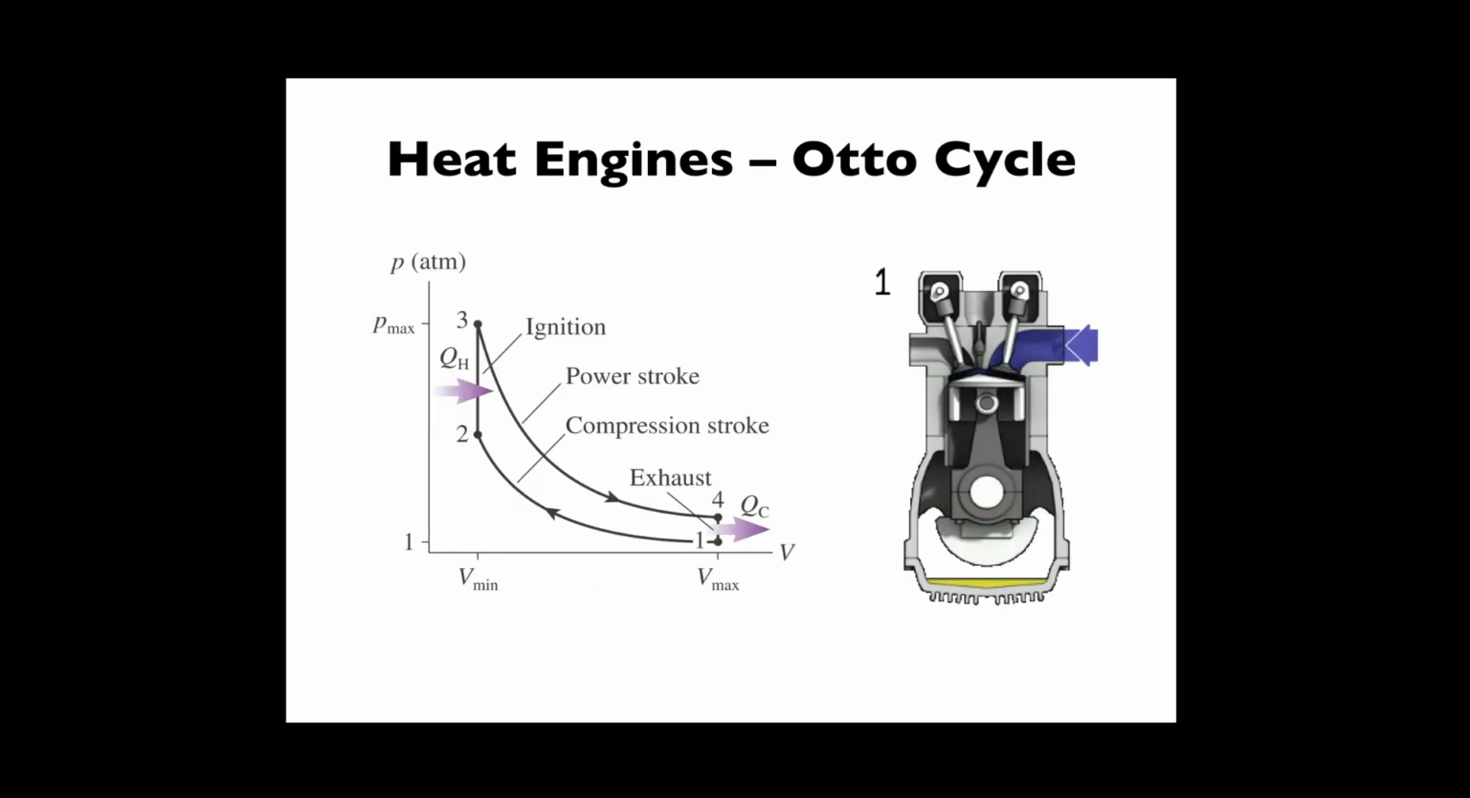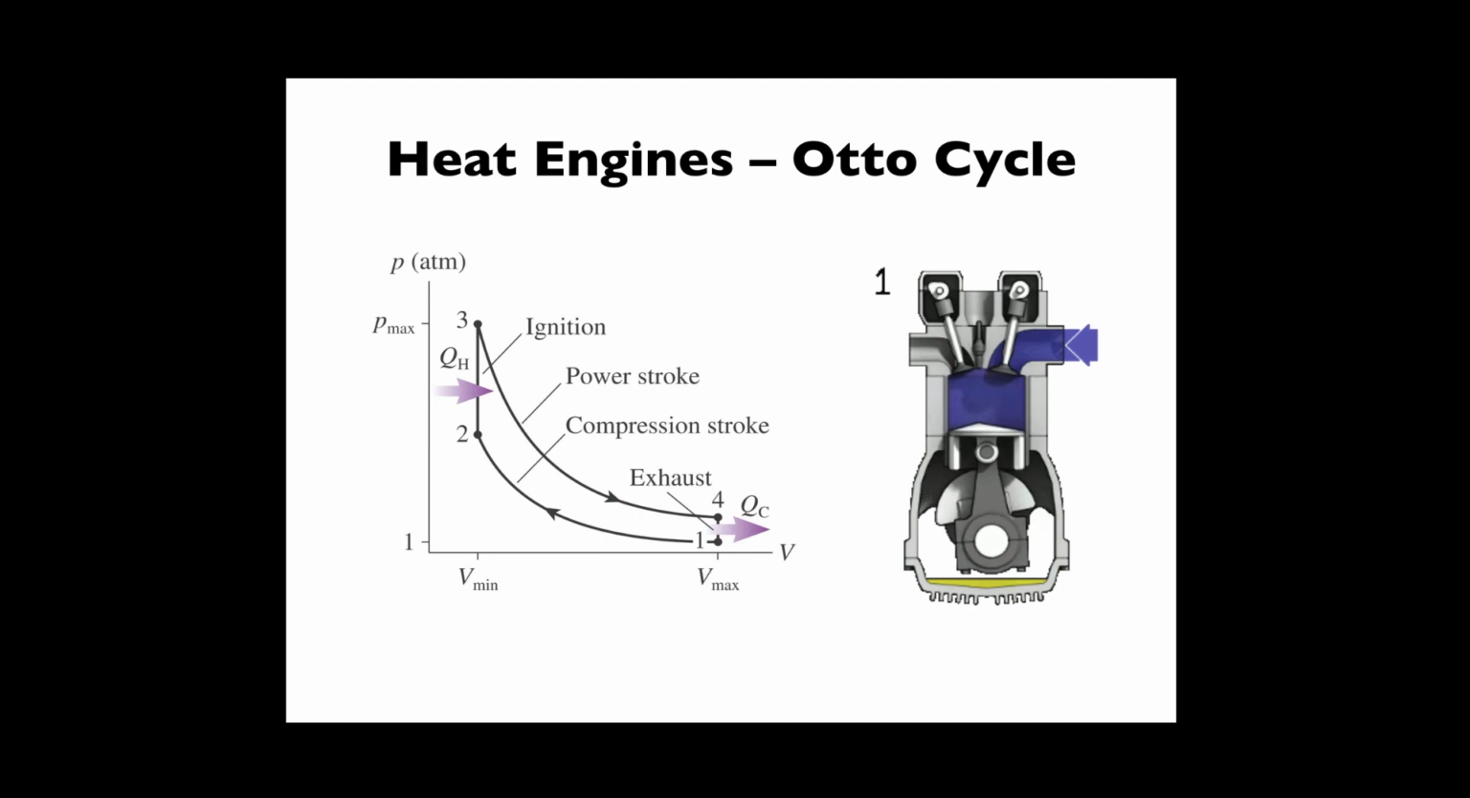So here we have how you would draw this on a PV diagram. So this first part, here's your intake valve open. You have this compression. This is the part where you have ignition. Here's your power stroke, and here's your exhaust. So ignition and exhaust, both of those have no change in volume.